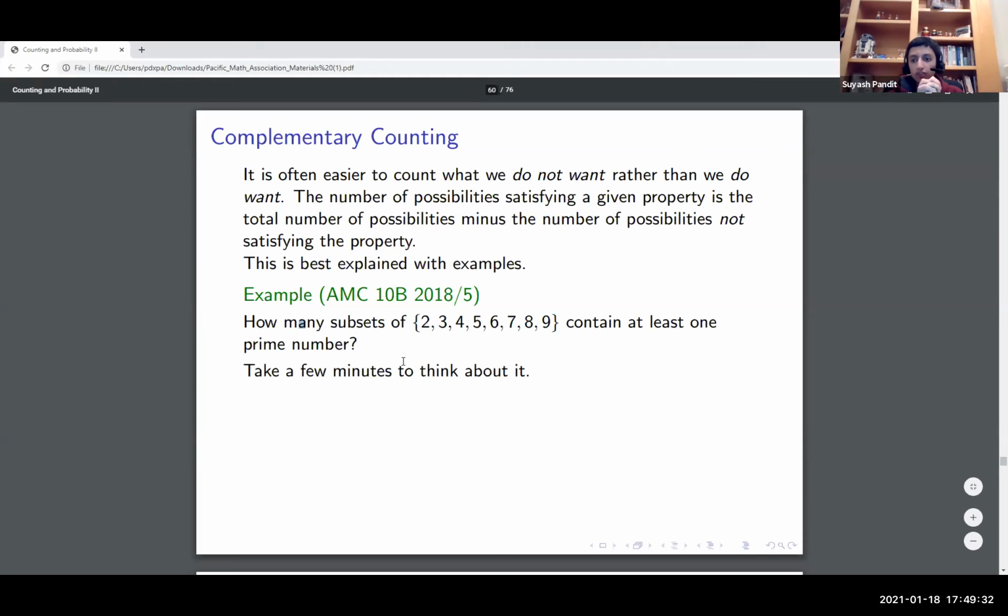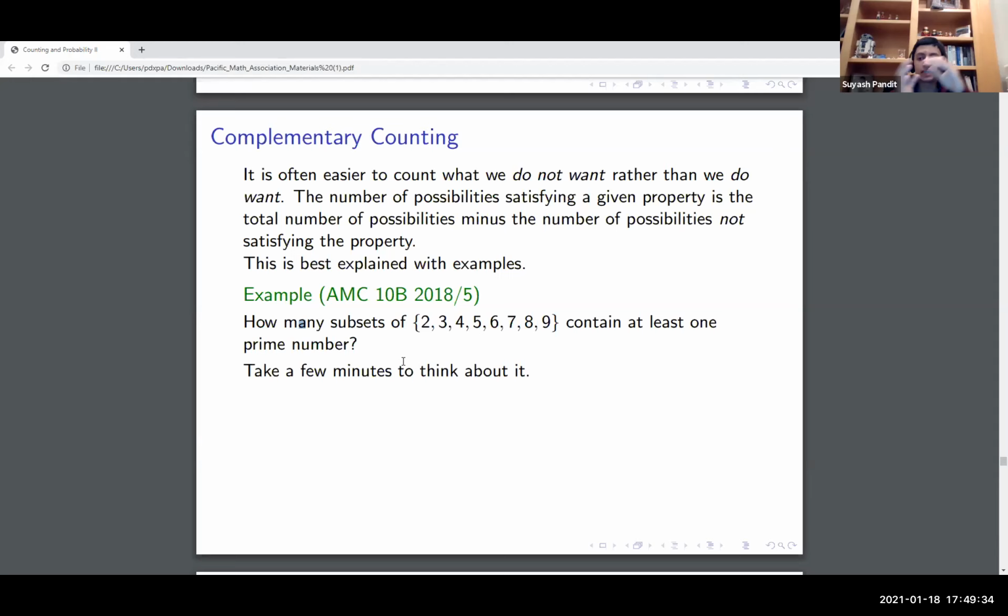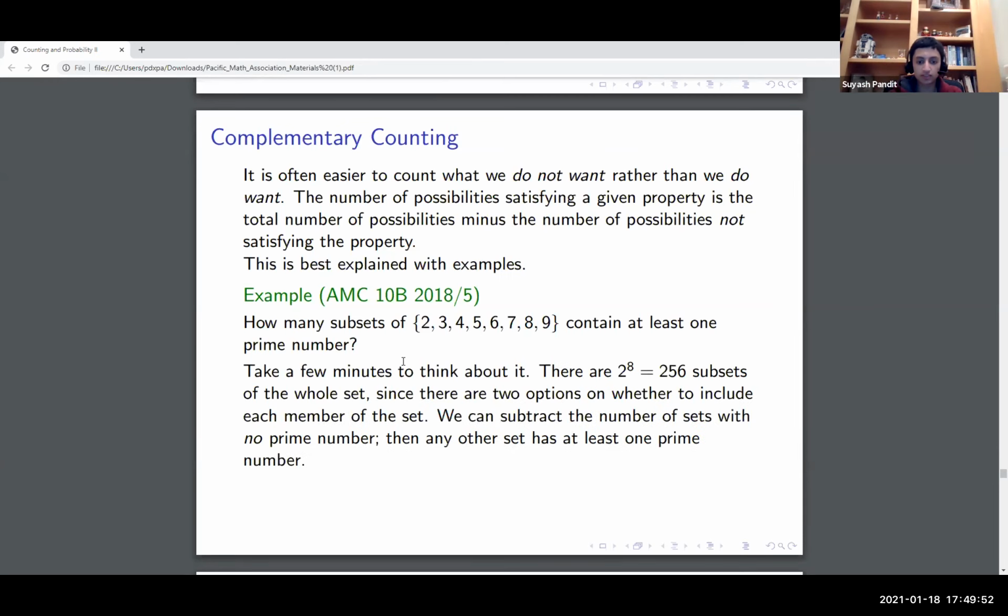So first of all, rather than finding the number of subsets that contain at least one prime number, there isn't a straightforward path to do that directly. But what if we find the number of subsets that don't contain a prime number? Then if we find the number of total possible subsets, we can just subtract that and we can get the answer. So first, let's find the total subsets.